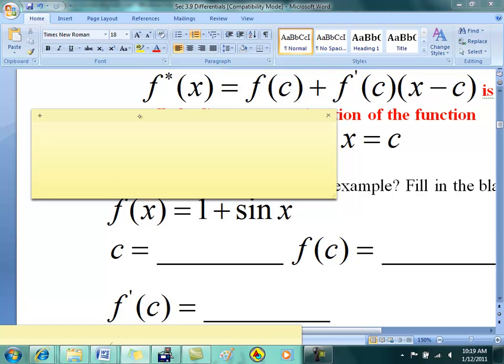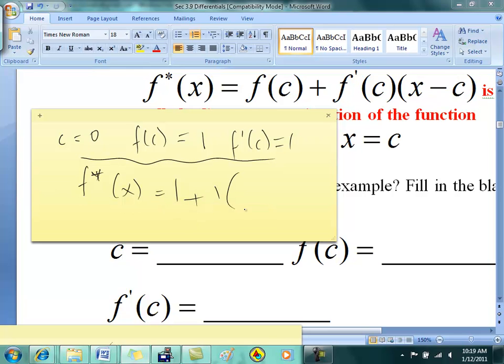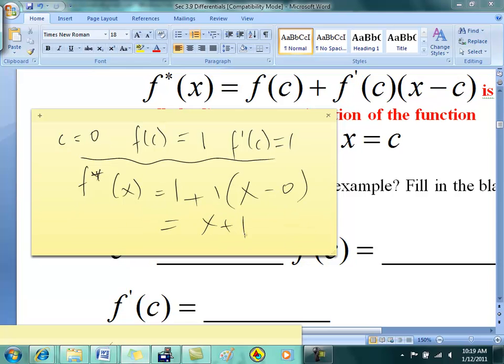Okay, listen up. What is C equal to? 0. What's f of C equal to? 1. What's f prime of C equal to? Can you take these quantities and shove them in this equation here? So then you get f star of x equals 1 plus 1 times x minus... Isn't that what we came up with?